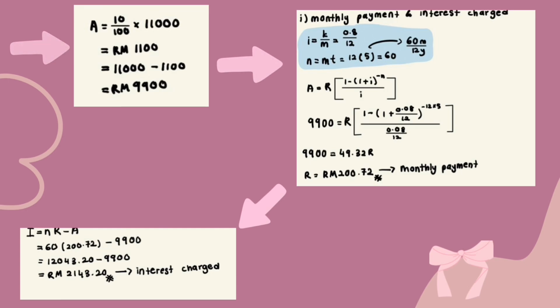So 9,900 equals 49 ringgit 32 cent R. So R is 272 ringgit, so that is the monthly payment. Next is I equals NR minus A equals 60 in bracket 272 minus 9,900 equals 12,043.20 minus 9,900. So the answer of the interest charge is 2,143.20 ringgit.